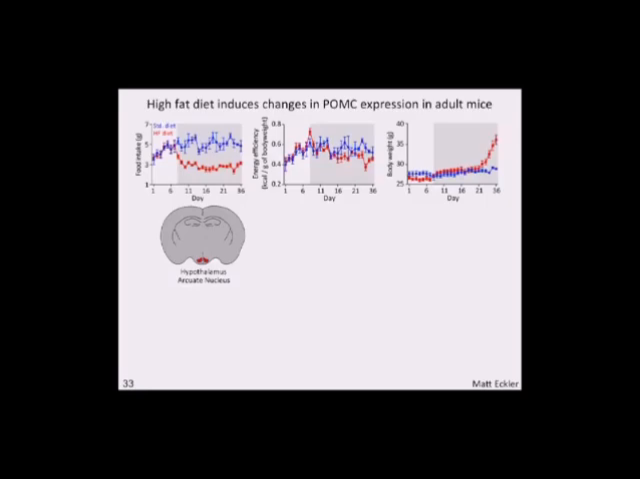After about a week, we can see that the animals on the high-fat diet reduce their food intake, apparently balancing their energy efficiency, the amount of kilocalories that they take in. And then out at about 3 weeks, the weight gain begins. So we're very intrigued by what might be going on here at this very early point.